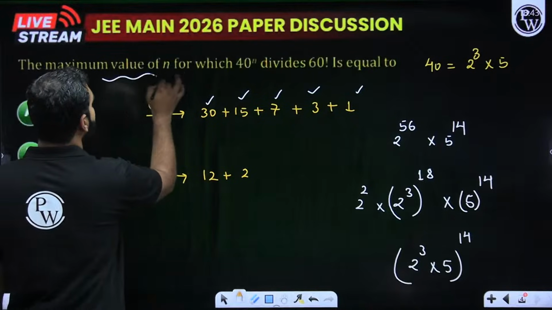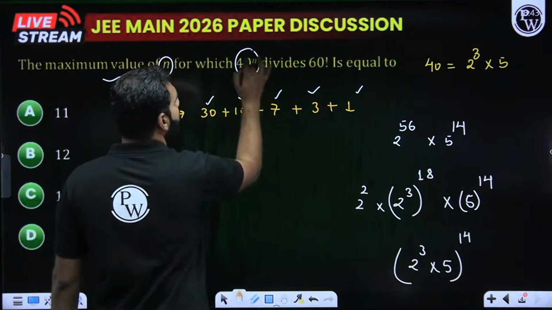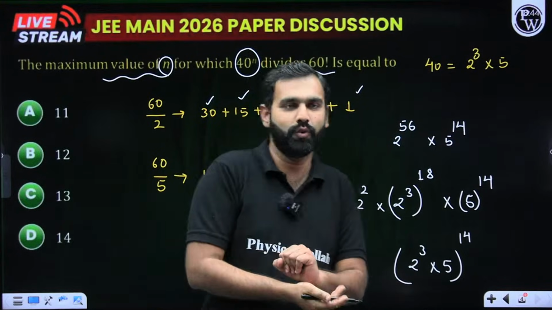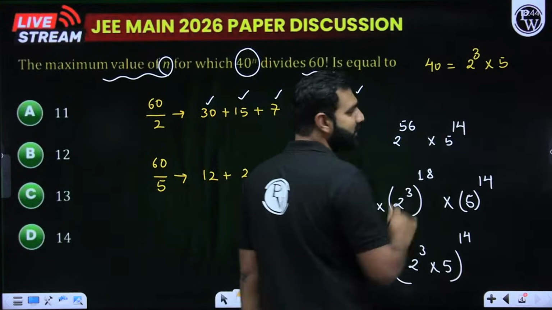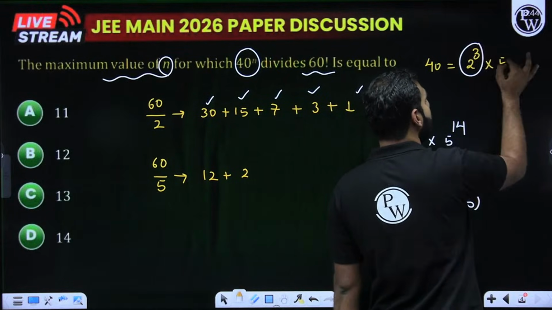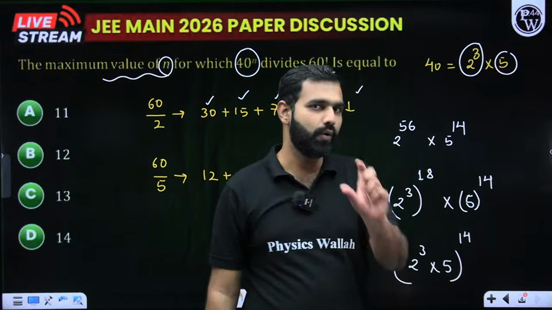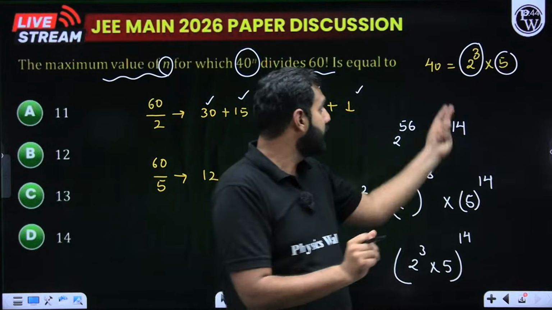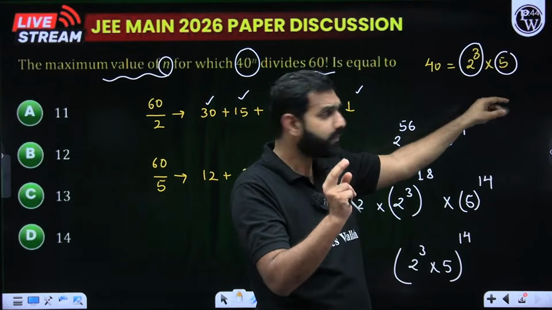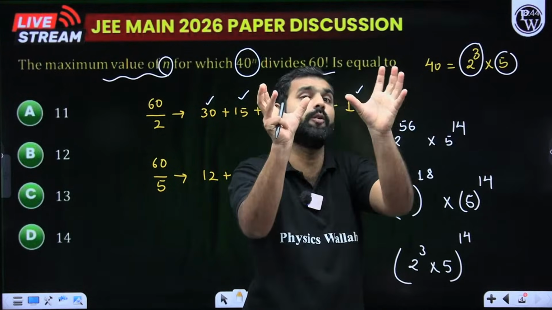The maximum value of n for which 40 to the power n divides 60 factorial. So I'm looking for 40, but 40 is not a prime, so I'll factorize it. 40 we know is 8 into 5. What is 8? 8 is 2 cube. So I'll look for 2 cube and I'll look for 5. I need to count this pair, whether we have 3 twos and a 5. So how many pairs of this group do we have?